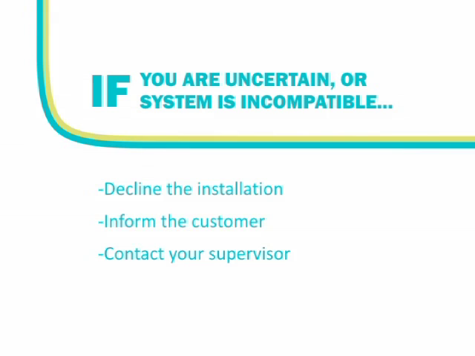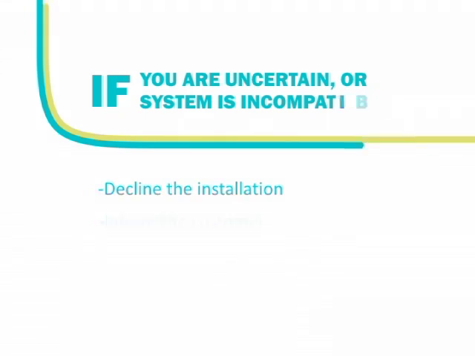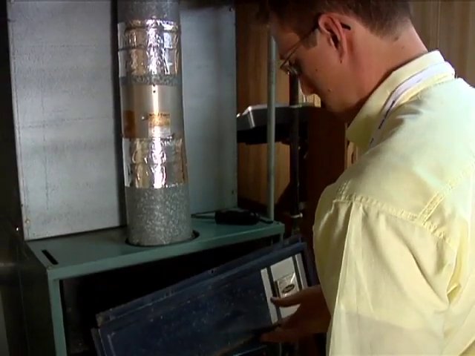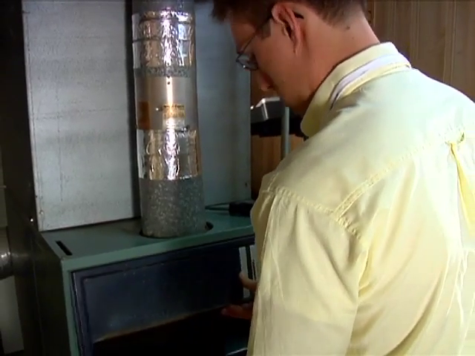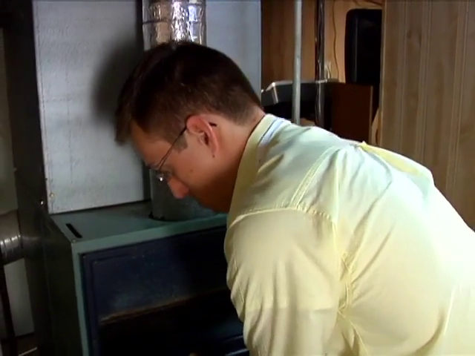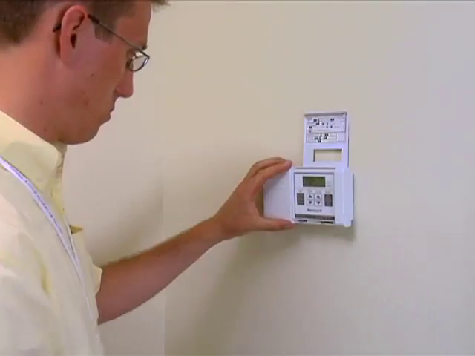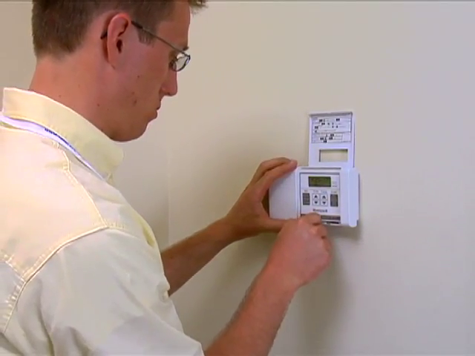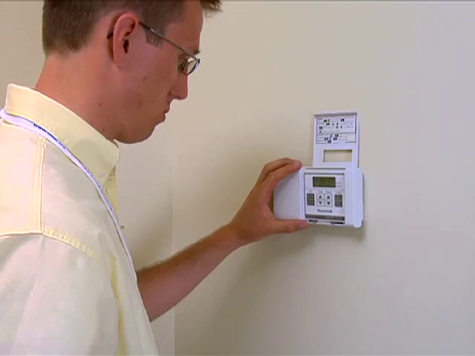You may want to show the customer what you found before you replace the furnace panel. If everything appears to be in good working order, replace the furnace door cover and return to the thermostat. Turn the heat off at the thermostat and wait for the system to cycle off.